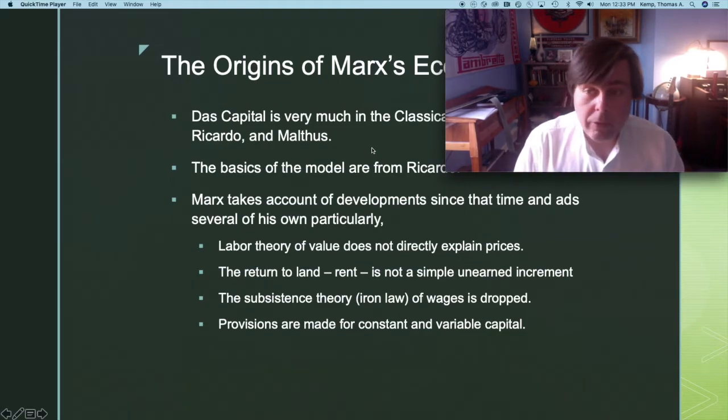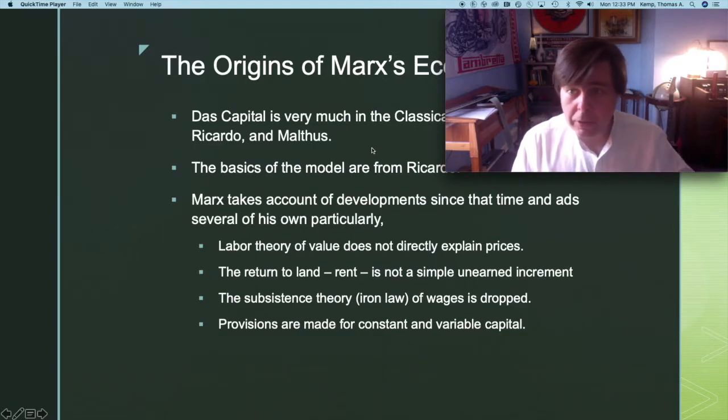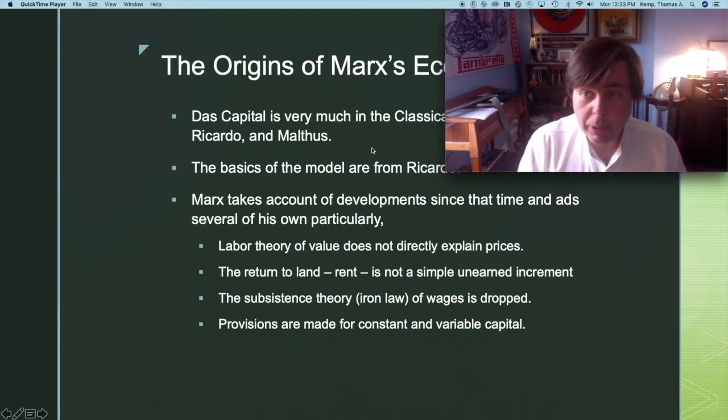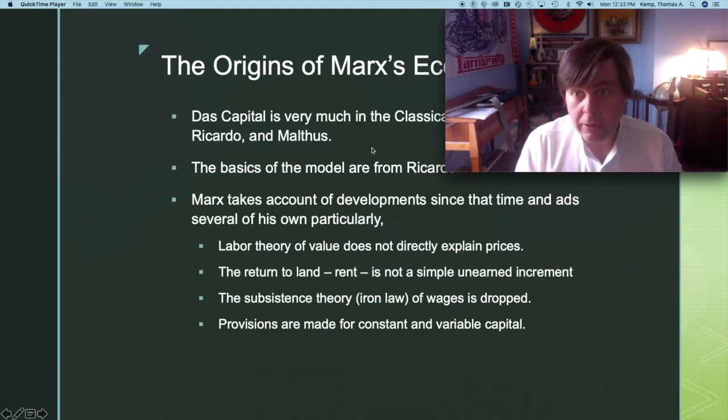Other differences, right? There's no subsistence theory of wages in Marx. Marx gets rid of that and replaces it with a theory of unemployment, which we'll see, not so much in this one, but in the next video lecture. And Marx's treatment of capital, as one would expect with a book named Das Kapital, is more nuanced and sophisticated than the classical predecessors. Returns to land are not a simple unearned increment like it was earlier, particularly in the Ricardian Korn model. And there's a variety of other little tweaks.